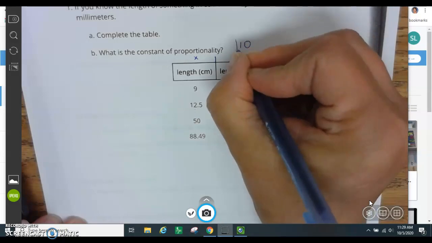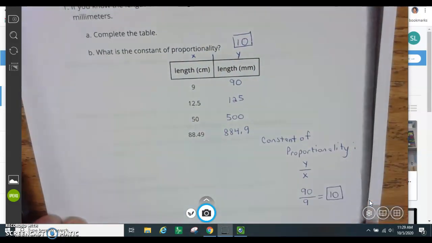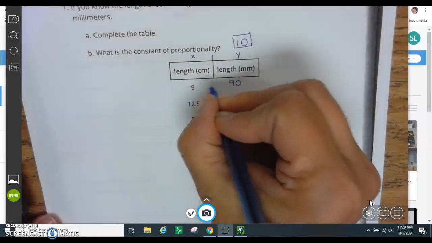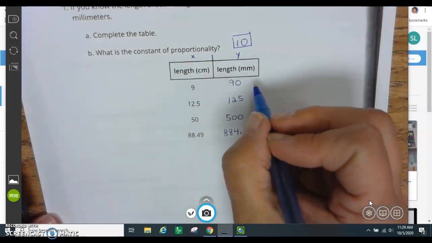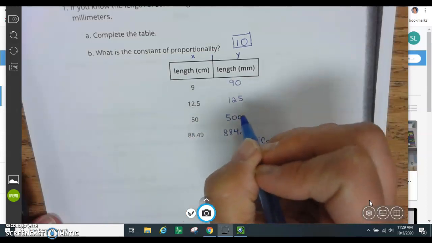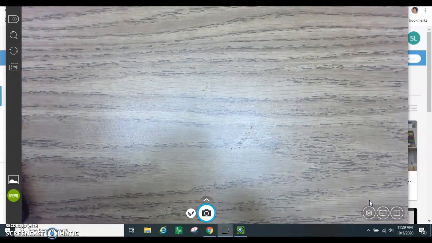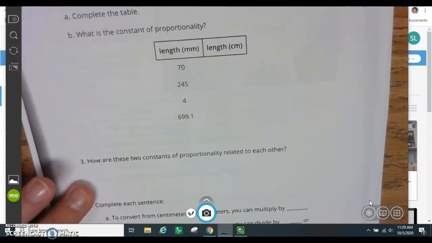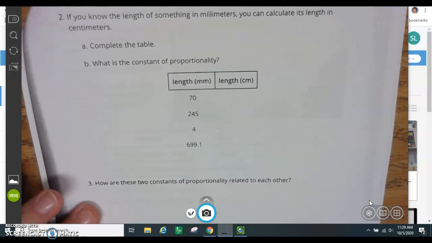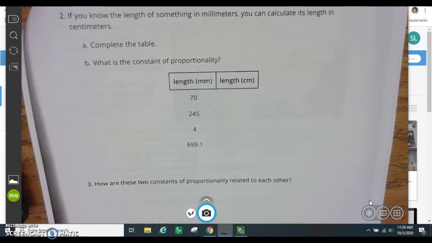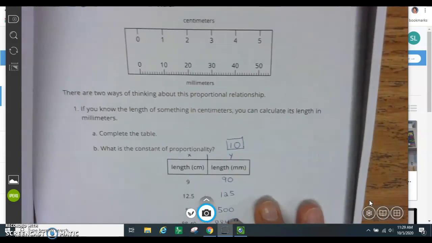Let's put the answer up here. 10 was our constant of proportionality. Okay, it's what do I multiply by to go from one side of the table to the other? That number is my constant of proportionality. Okay, let's look at this a second way. If we know the length of something in millimeters, can we calculate its length in centimeters? Well, yes. Go back and look at the picture.